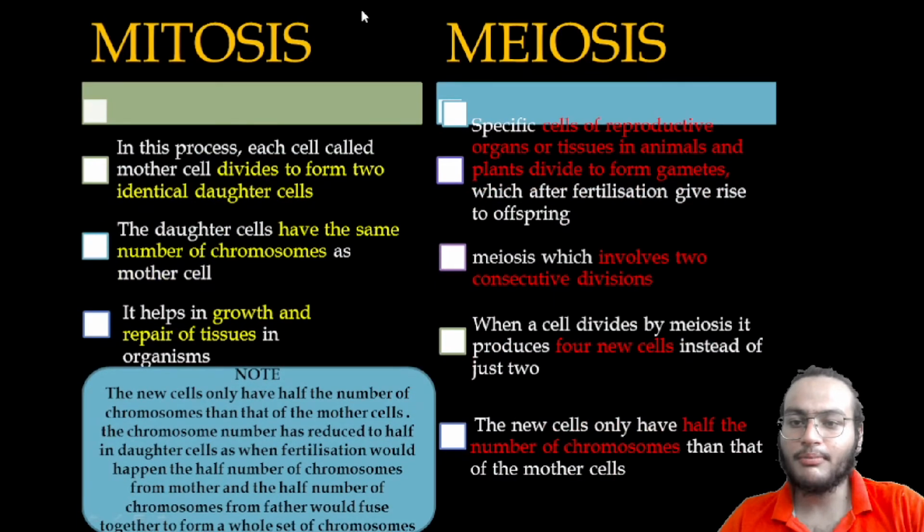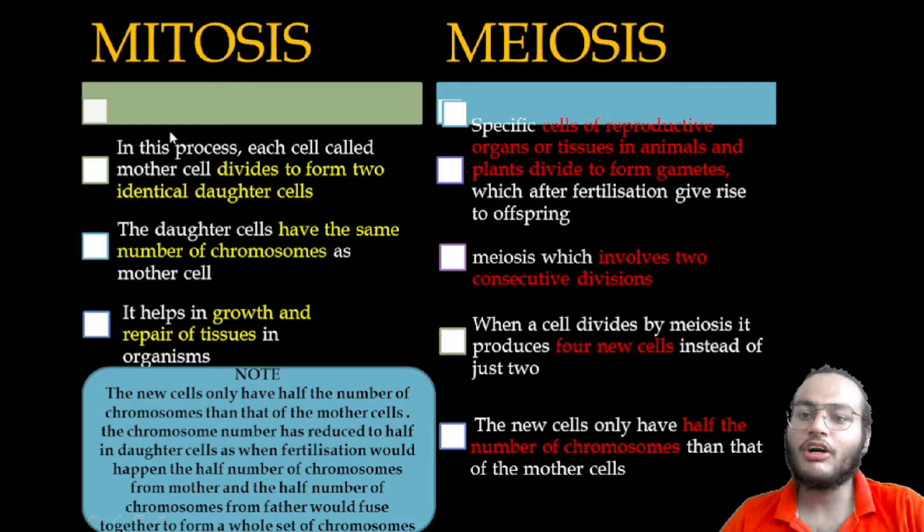Now we will differentiate between mitosis and meiosis, and these may come in the exam. So, mitosis में क्या होता है? The mother cell divides and forms two new daughter cells, and these are identical to each other. The daughter cell have the exact number of chromosomes as in mother cell, and this mitosis happens as it helps in growth and repair of the tissue.